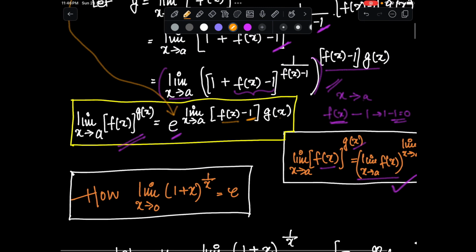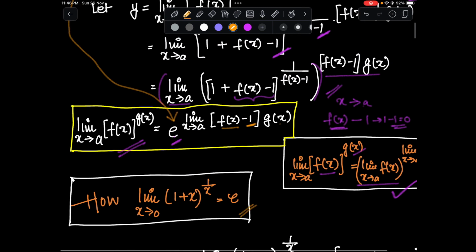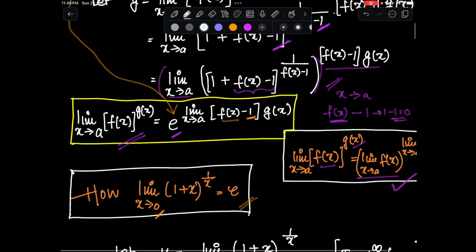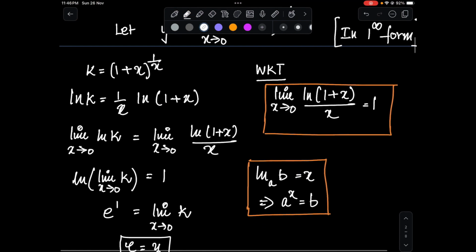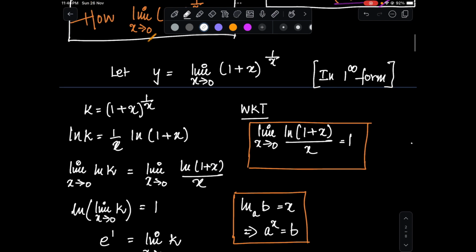Alright. Now let me also mention how you got this, because you will have a question: since we are doing a limit, how can you say this is equal to e? So I make sure that in every session I even derive the things that are possible. So let us see. Let y be that value. It is again giving me 1 to the power infinity.